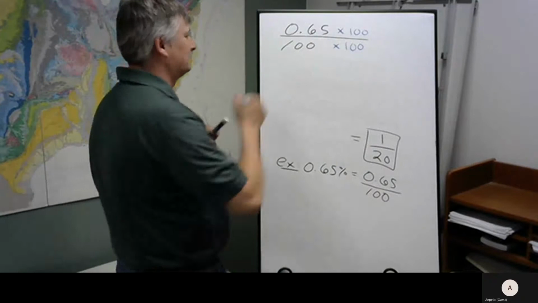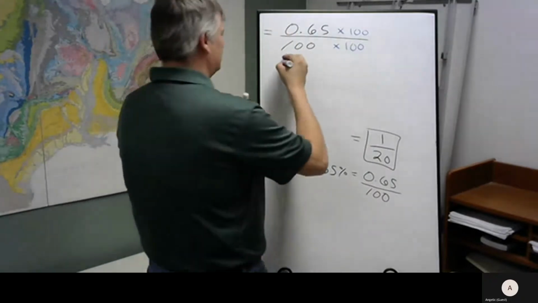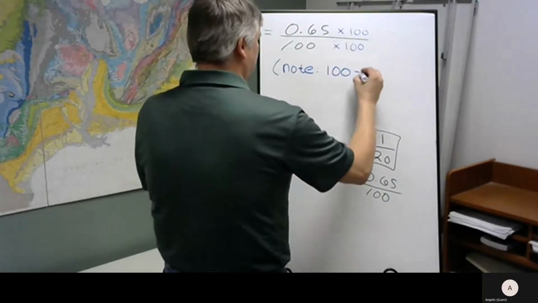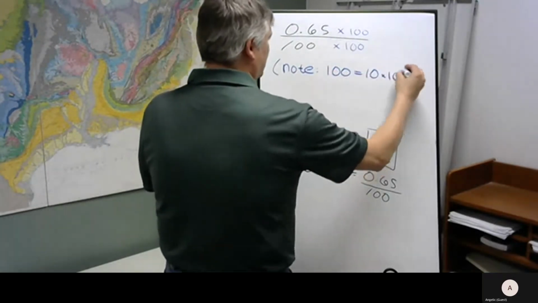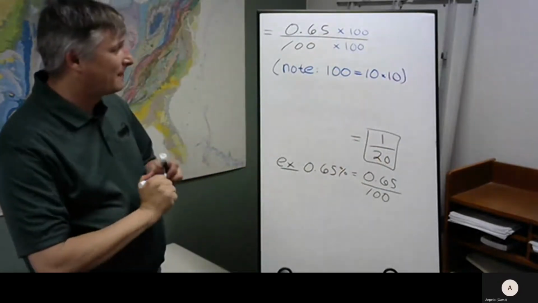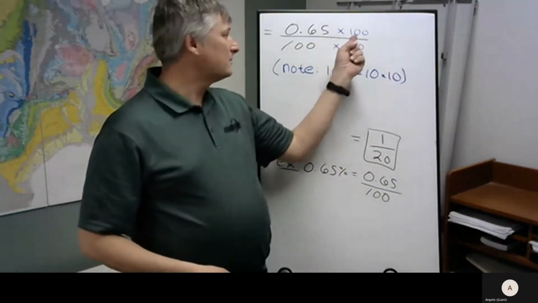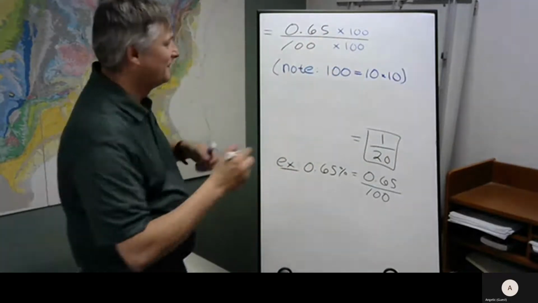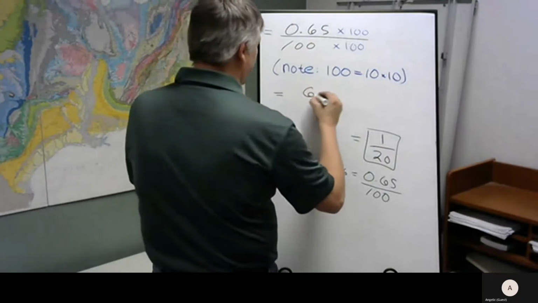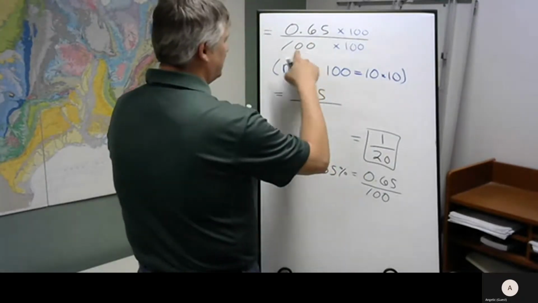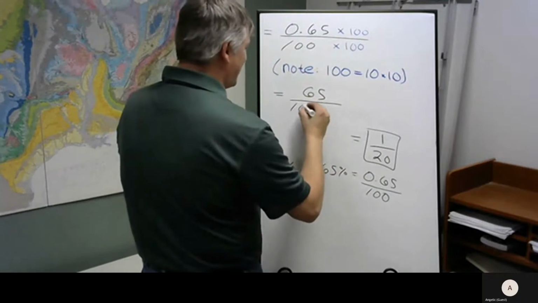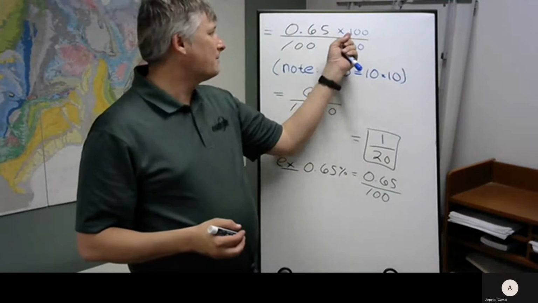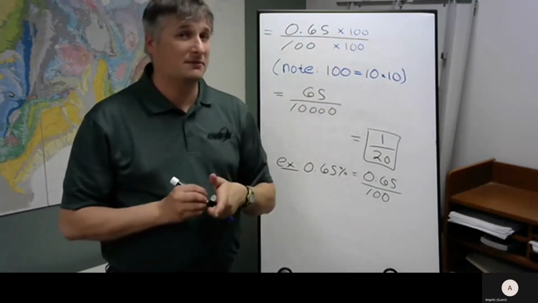And note, 100 is 10 times 10. So we're multiplying by 2 10s. That moves that decimal 2 spaces to the right. So we'll get 65 over, and 100 times 100 is 10,000. And again, the reason we do this, whatever we do to the top, we've got to do to the bottom when we're multiplying and dividing.